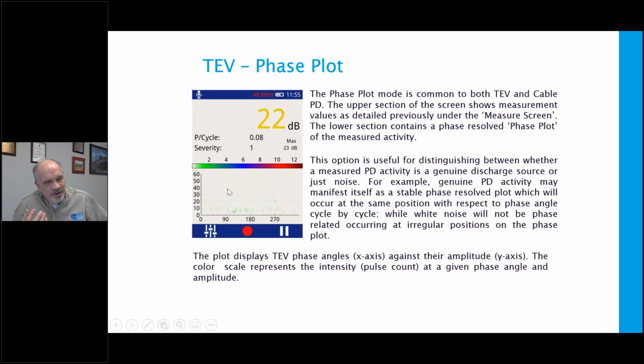We have the phase resolve plot. This isn't a very good plot, but if we had something occurring twice in this cycle window, we could find it with this. Now this picture here, I've got a very low pulse per cycle count, 0.08. I've got a level, but I don't see anything that's grouped together in my half cycles, twice per cycle. So I don't think this is TEV, even though I might have a level of 22, which would put me in the yellow category. I'm not going to get too excited about it.